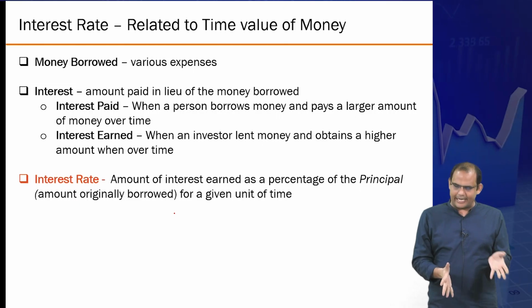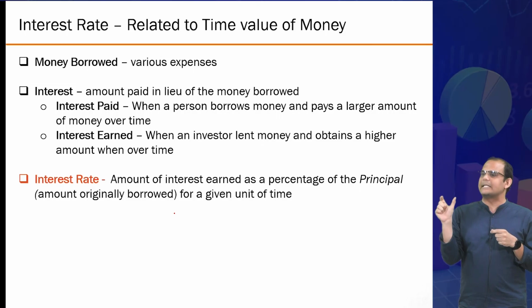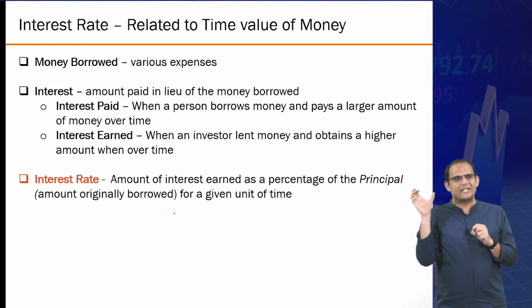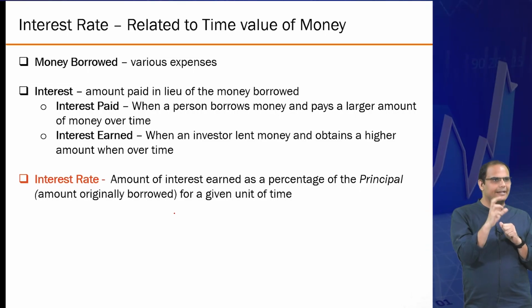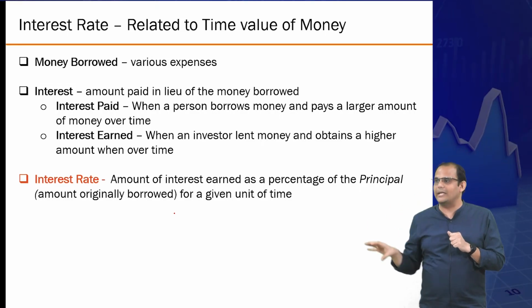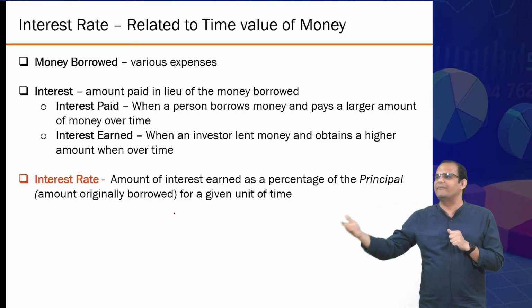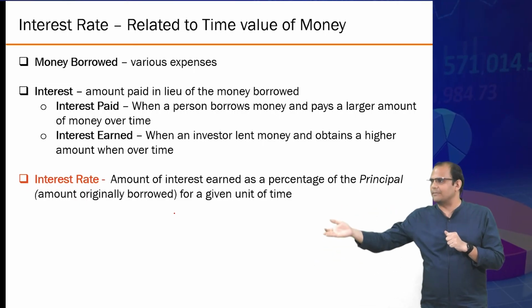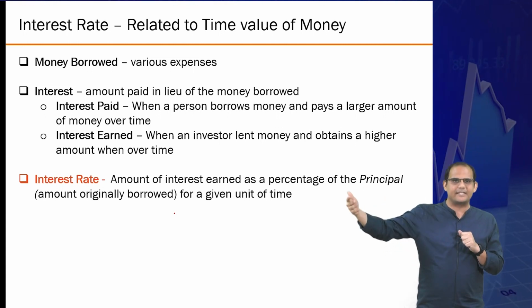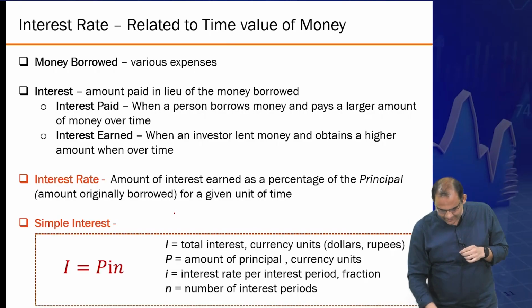This interest rate concept is the amount of interest earned as a percentage of the principal. Principal is the original amount that you either lent or borrowed. So the percentage of that amount is called the interest rate. And this rate concept we will be using very commonly in this course, right? This has to be per unit time, for example, 5% per year, or 5% per 6 months. You can define that, and 5% per year is not the same as 5% per 6 months. It is different, and we will also look at those kinds of examples.